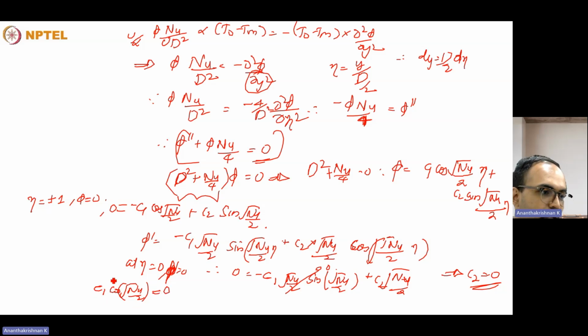c1 can't become equal to 0, then it will be a trivial solution. Therefore, cos root of Nusselt number divided by 2 is equal to 0. To get a realistic solution, we take the first realistic solution, which comes at pi by 2. So root of Nu divided by 2 will be equal to pi by 2. That implies Nusselt number is equal to pi squared.